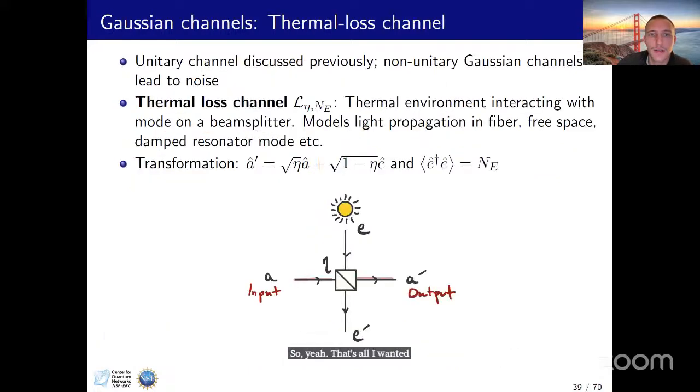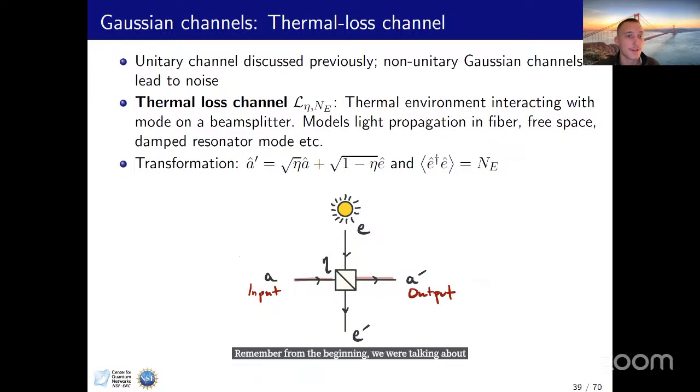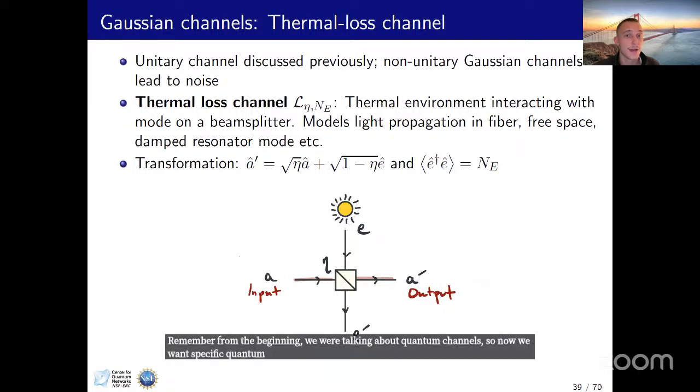Next slide, please, Howie. Okay, so now we're finally getting to the Gaussian channels. We can go ahead and take a short break, and then I'll finish off with some Gaussian channels. Hopefully it won't take too long. We'll take what we learned from the Gaussian unitaries and try to construct Gaussian quantum channels. Remember from the beginning, we were talking about quantum channels, and now we want specific quantum channels that are important for light propagation. So we'll move on to Gaussian channels.